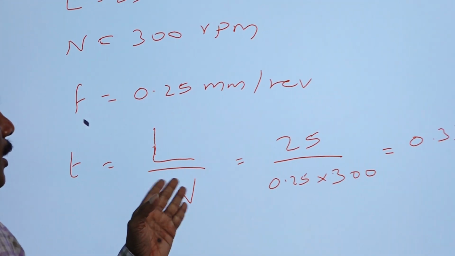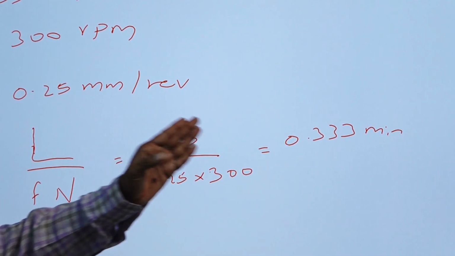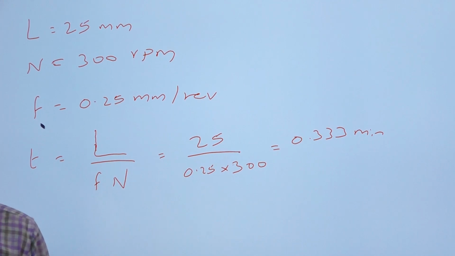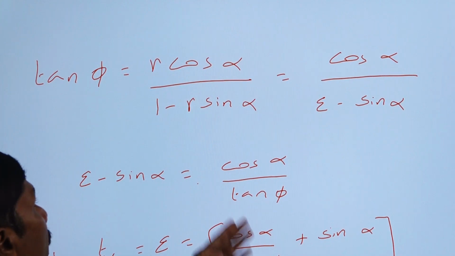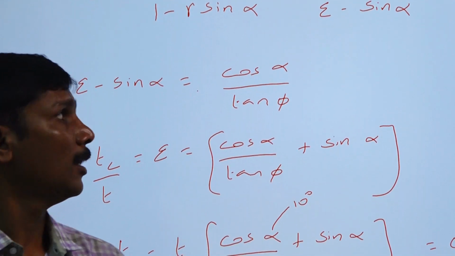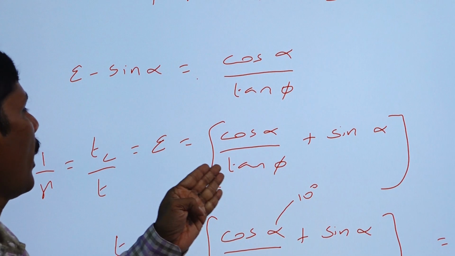So we have to calculate 25 divided by 0.25 into 300, and you can get 0.333 minutes. So the same formula, L by Fn. This is a special problem. Here the shear angle is given and the alpha value is also given. They ask for chip thickness, so before solving the problem you have to simplify.